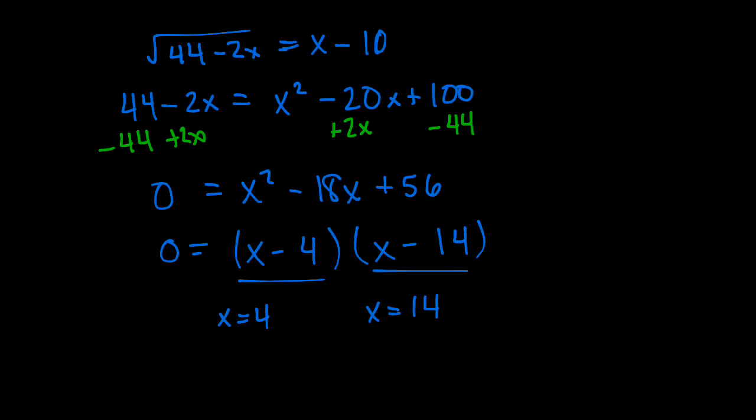So when you check those, it looks like 14 works, but x equals 4 does not. Right? X equals 4 gives us a positive 6 on the left and a negative 6 on the right. So 4 does not work. And again, that's an extraneous solution that we'll have to watch out for in the cases where we have an x outside of our root like that.